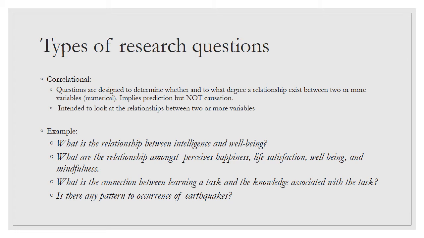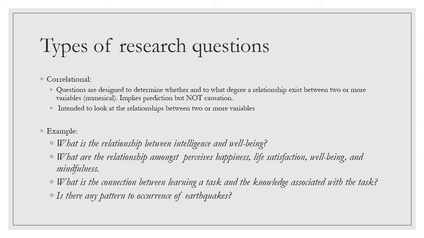We might want to know what is the relationship between intelligence and well-being. We also might want to know what are the relationships amongst perceived happiness, life satisfaction, well-being, and mindfulness. So there's multiple things we want to know the relationships of. And we might even start to write this in a predictive sense. What is the connection between learning a task and the knowledge associated with that task? And then finally, is there any pattern to occurrence of earthquakes?